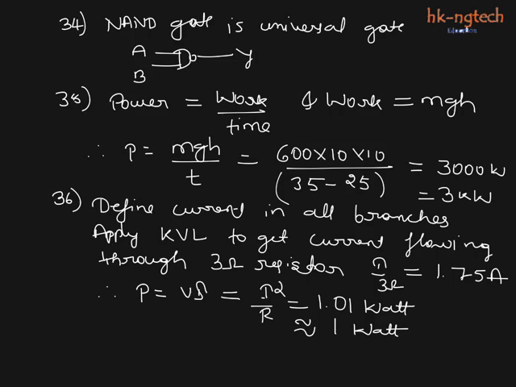34th question, which of the following logic gates is considered as universal? We have universal gates as NAND gate and NOR gate. Out of the given options, they have given the NAND gate, so that must be the universal gate.